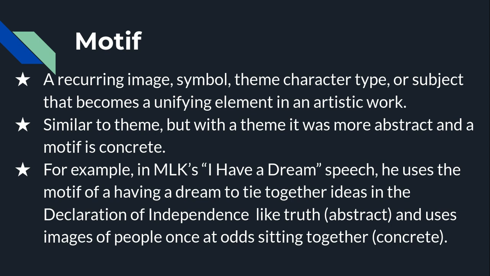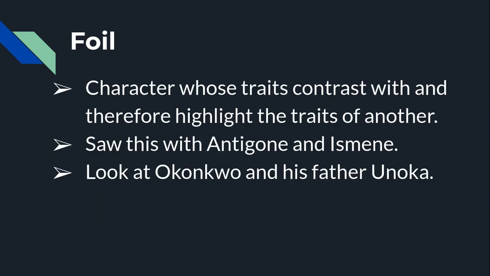And we've read Dr. Martin Luther King's I Have a Dream speech, and in it, he uses the motif of having a dream to tie together those ideas that were in, let's say, the Declaration of Independence, like truth, which is a really abstract idea, and ties it together with an image of people who were once at odds with each other coming and sitting together. And like in the Declaration of Independence, the idea of life, liberty, and the pursuit of happiness, again, those are all abstract ideas, but when you use them with images of people holding hands and walking together, that is more of a concrete idea. And so in our novel, we're going to see several of those things, and we'll work on those items later.